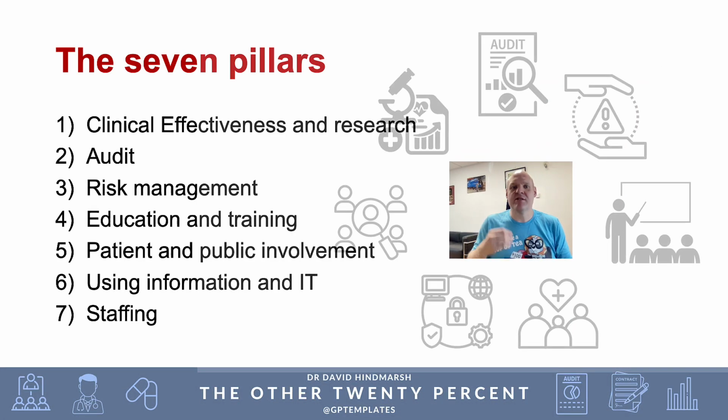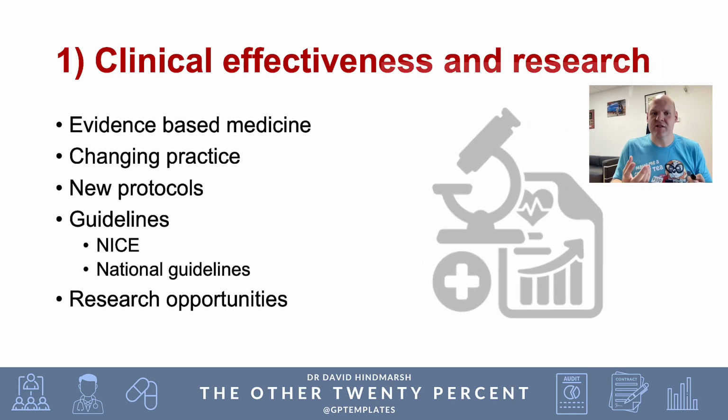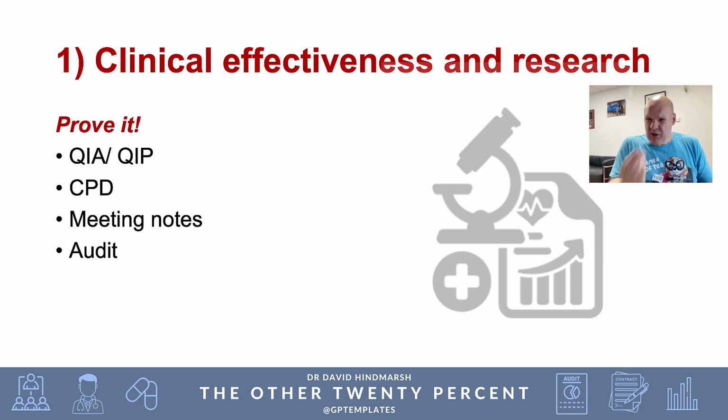The 7 areas are clinical effectiveness, audit, risk management, education and training, patient and public involvement, IT, and then lastly staffing. So let's go through clinical effectiveness and research. This is basically your practice keeping up to date. Are you using evidence-based medicine? Are you altering your protocols or adjusting your guidelines to this? And if there are research opportunities out there, are you taking them up? So you need to prove it.